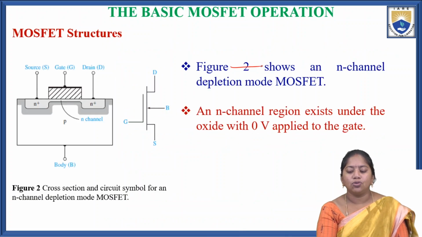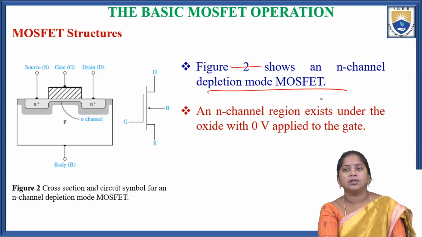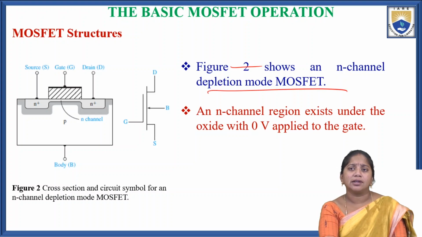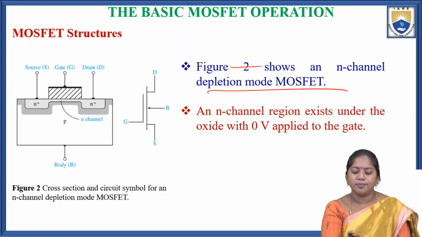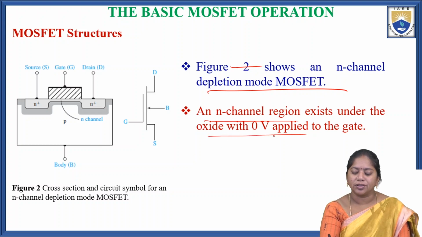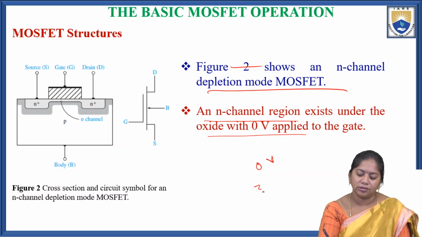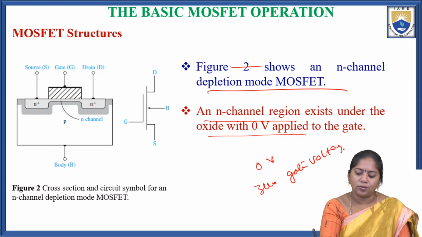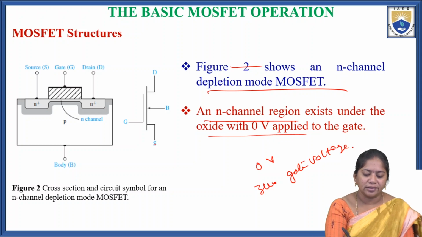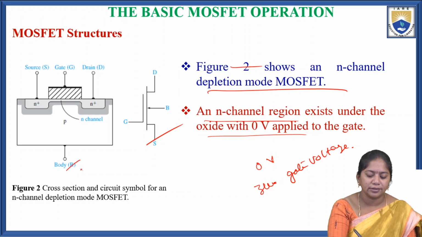Figure 2 shows the N-channel depletion mode. In the previous case we showed the enhancement mode. Now, in the depletion mode, an N-channel region exists under the oxide with zero voltage applied to the gate. This is the cross section and circuit symbol for the N-channel depletion mode. Here this is the substrate.